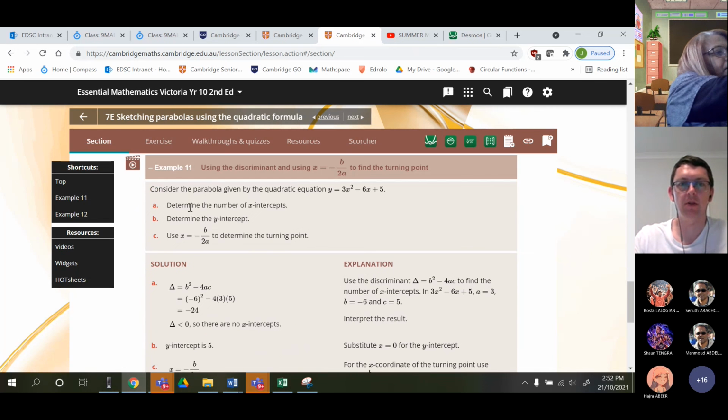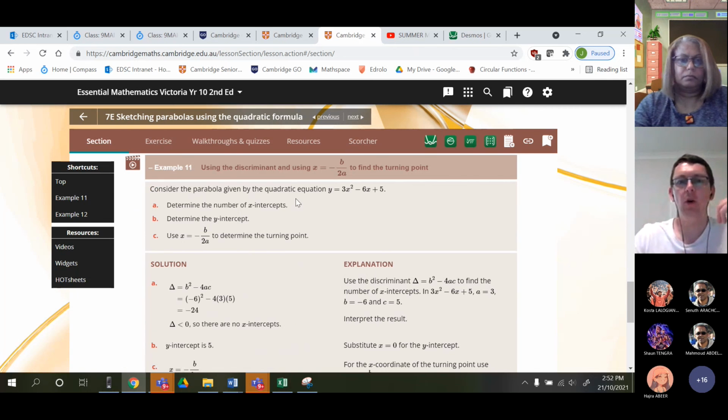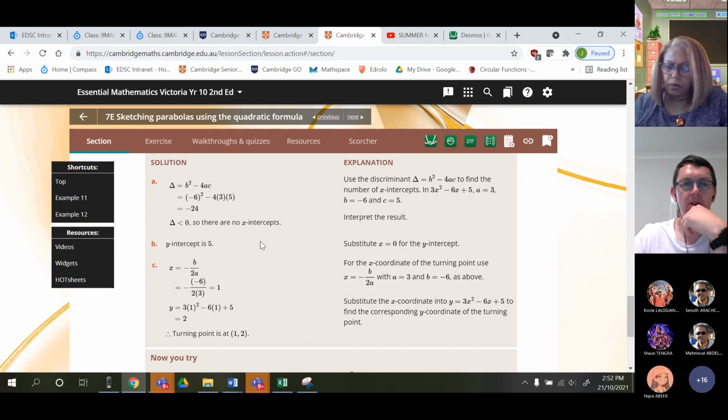So you might be like, determine the number of x-intercepts or the number of solutions. I use those interchangeably. When it's solutions, this would have to just equal 0, okay? So I do use that interchangeably.